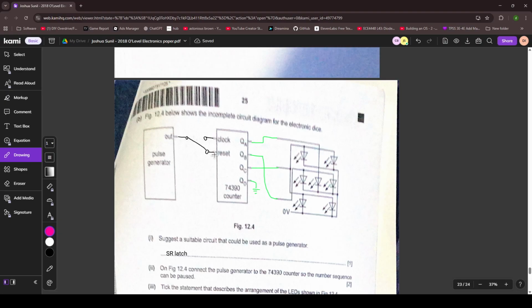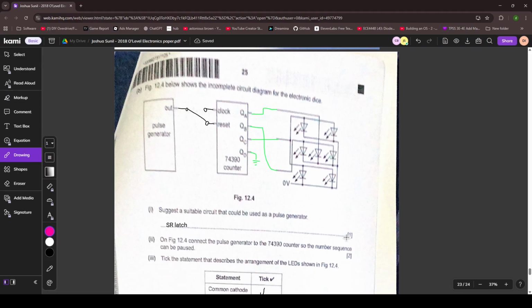Figure 12.4 shows the incomplete circuit diagram for the electronic dice. So a pulse generator, then you can either reset or, okay, wait. I haven't read the question, bro. Suggest a suitable circuit that could be used as a pulse generator. SR latch, funny, bro. Are you serious? Pulse generator, you know what an SR latch does? An SR latch saves 1 bit of data.